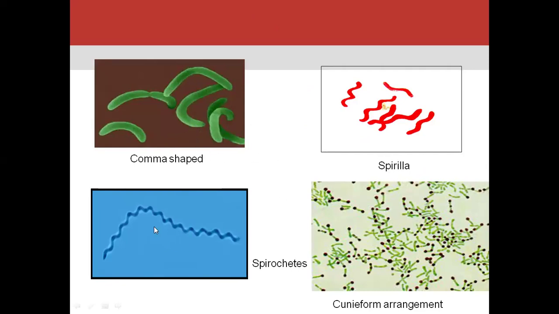Next, as we discussed, spirochetes. So what are the spirochetes? They are long, thin, flexible spiral forms. And next, spirilla. Spirilla are short, rigid spiral forms. And next, this is Chinese letter arrangement or cuneiform arrangement. See this Corynebacterium diphtheriae. They are arranged in a Chinese letter pattern or cuneiform arrangement.